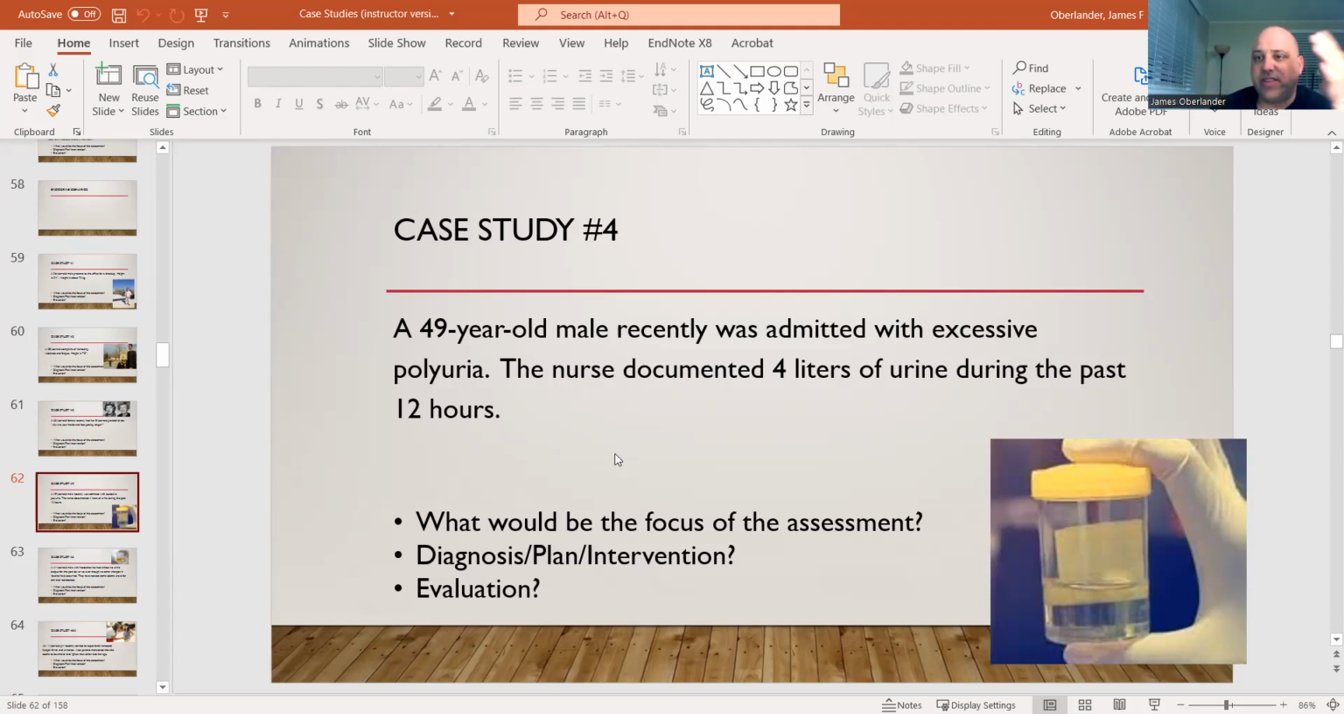Desmopressin, which is the ADH replacement. Okay. What else is going to be a treatment? Come on, think like nurses here. What's going on? What's the problem? How are we going to fix it? How are we going to deal with the signs and symptoms? What's the process here? Yes, we're going to give them drugs to hopefully take care of it, but what else?